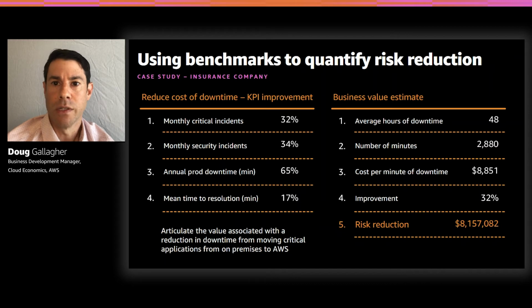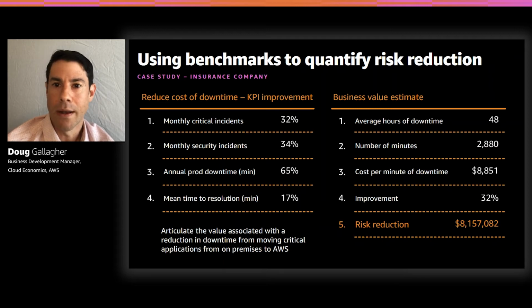So if in the next 3 years there was a downtime event, the critical applications would be down for approximately 48 hours, which translates to about 2,880 minutes. Now, the customer actually had an internal metric around that cost of downtime, which was $88.51 per minute of downtime.